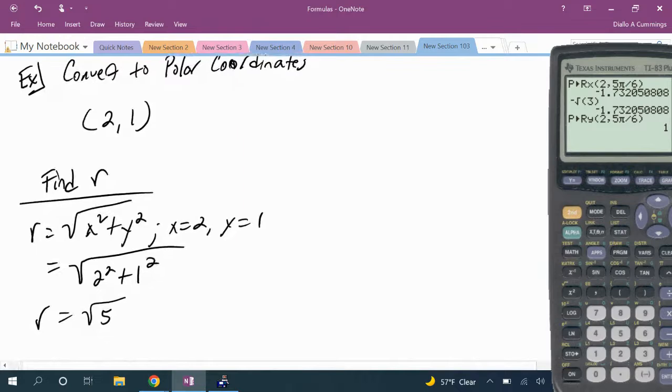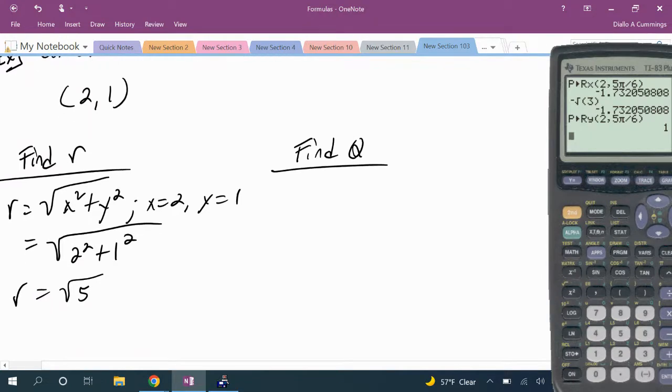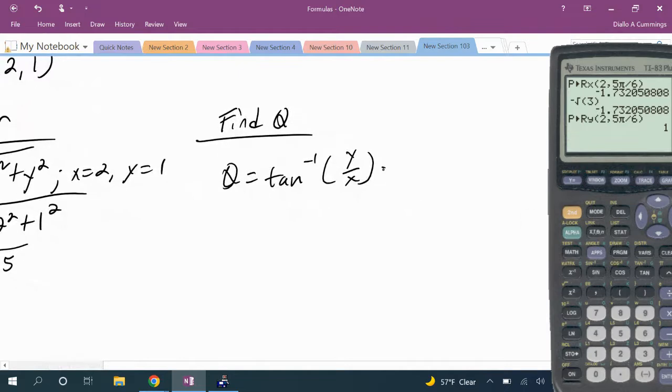And next we want to find theta. We have the formula that theta is equal to the arctangent of y over x. So again, x is 2, y is 1. So we have the arctangent of 1/2.